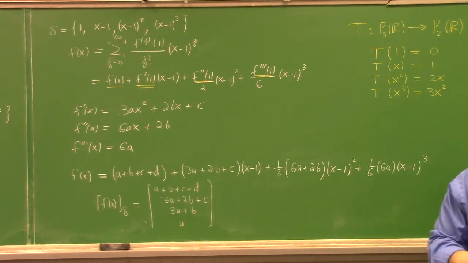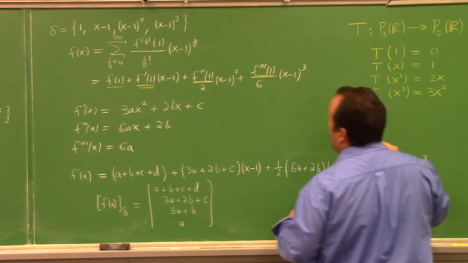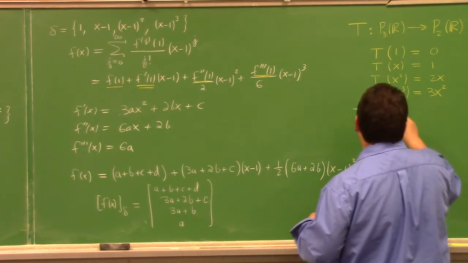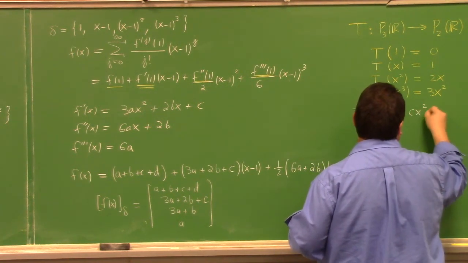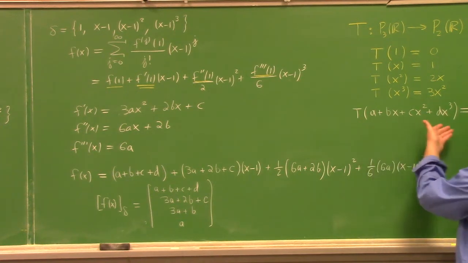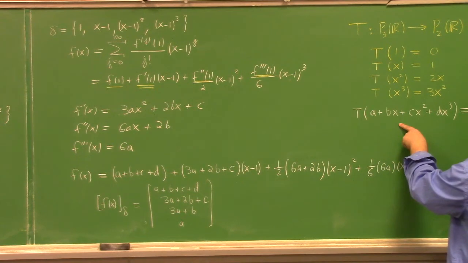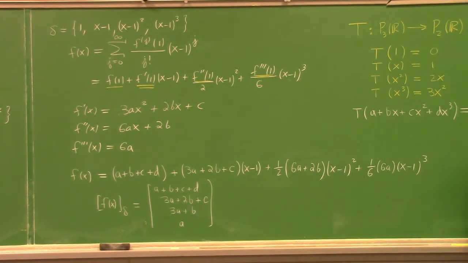The theorem says, since I've defined the linear transformation on a basis for P3, that uniquely allows us to extend to a linear transformation on the whole of P3. So if I tell you T of, say, a plus bx plus cx squared plus dx cubed, you can tell me what it is, right? So it's a times T of 1 plus b times T of x plus c times T of x squared plus d times T of x cubed. That's 0, that's 1. So we get b plus 2cx plus 3dx squared.